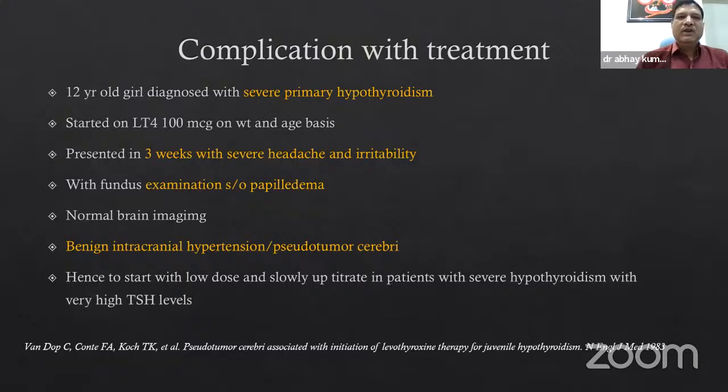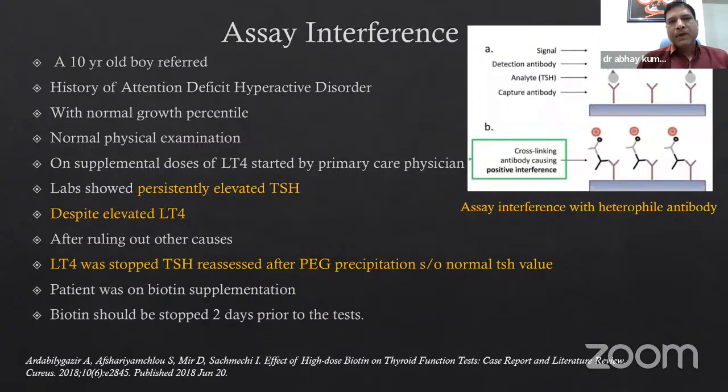Then again, complication with treatment. A 12-year-old girl diagnosed with primary hypothyroid, started with levothyroxine 100 mics. After 3 weeks, the patient presents with severe headache and irritability. On examination, the patient is having papilledema. So sometimes with thyroid replacement, the patient develops benign intracranial hypertension or pseudotumor cerebri. You start a very low dose, gradually bump up the dose over a period of a few months, then automatically that pseudotumor cerebri comes down, and that will help the patient recover from the symptoms.